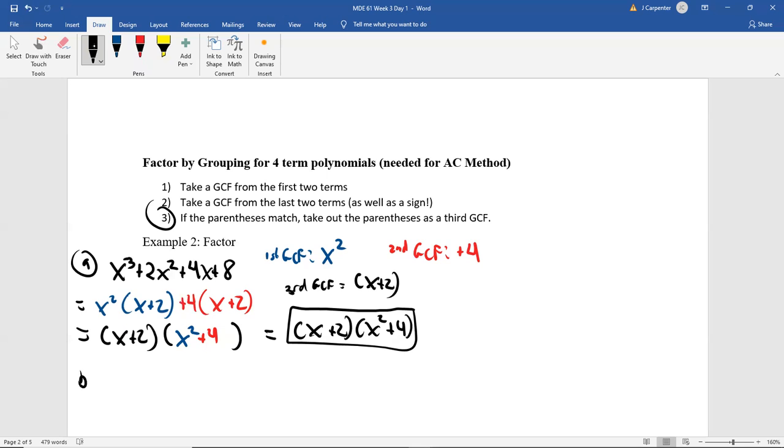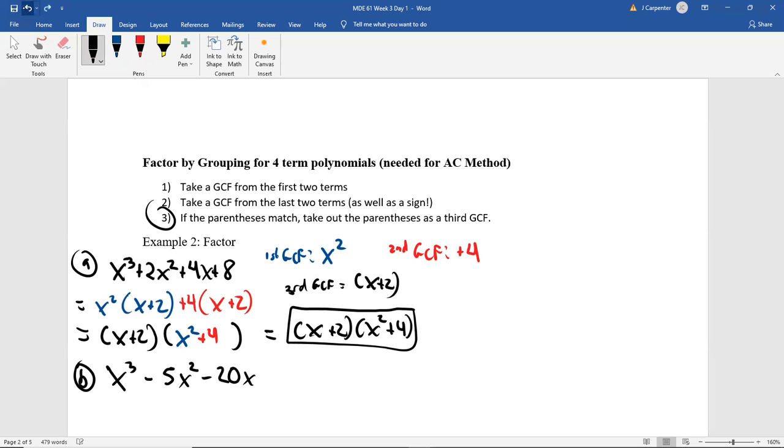B. Let's go with x cubed minus 5x squared minus 20x.